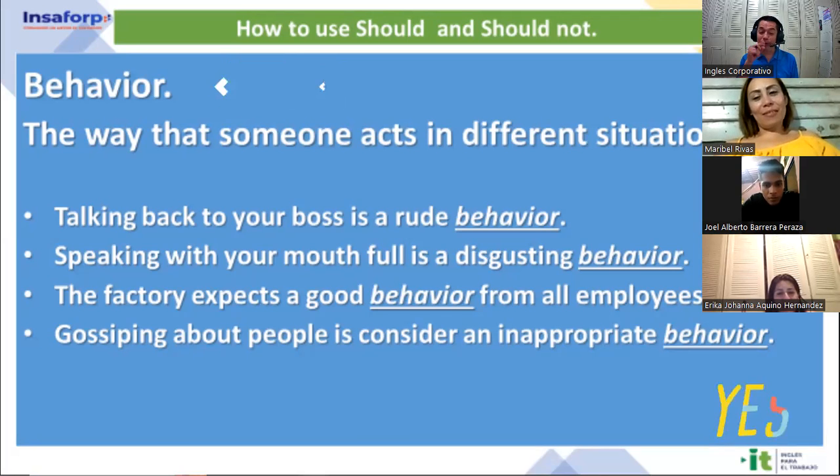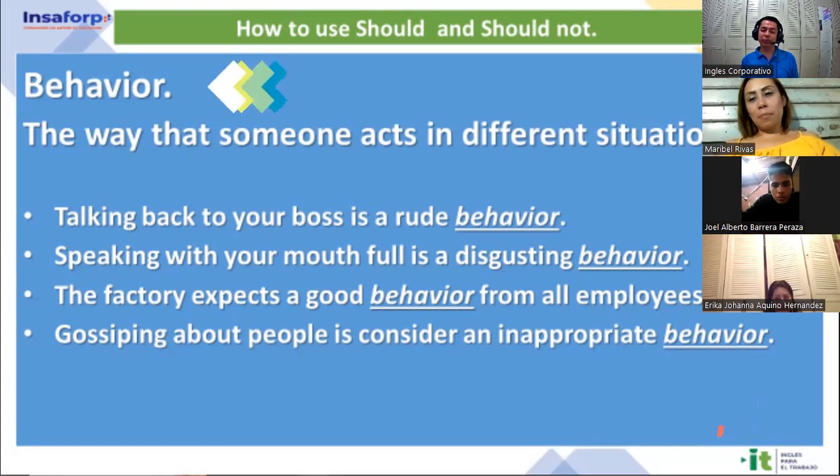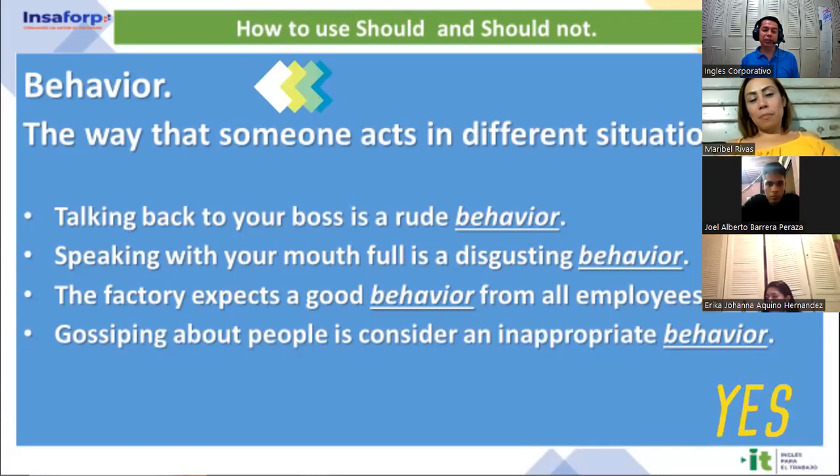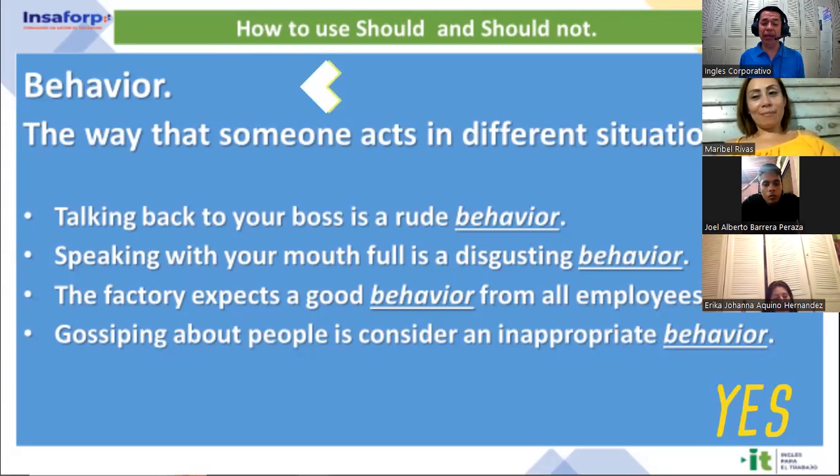Disgusting behavior, right? So close your mouth when you eat. When you eat, close your mouth, right? Do not open when you're eating. Okay. Hablar con la boca llena. No, disgusting behavior, right? The factory expects a good behavior from all the employees, right? La fábrica espera que ustedes tengan un buen comportamiento. So everybody, right? That's it. Also, gossiping about people is considered inappropriate behavior. Yes?